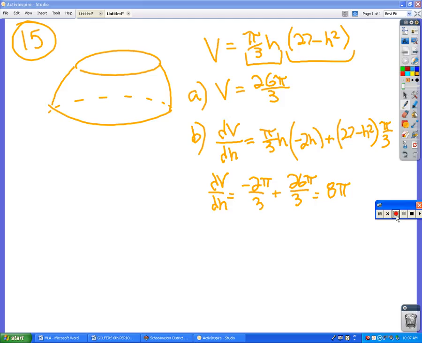So when it says use the tangent line approximation at h equals 1, that means come up with the equation for the tangent line when h equals 1. Okay? And then we're going to use that to approximate the answer for somebody having a volume of 25 cubic inches.